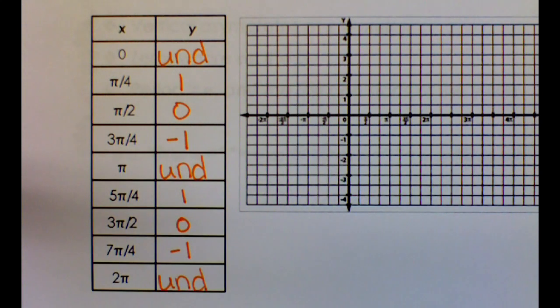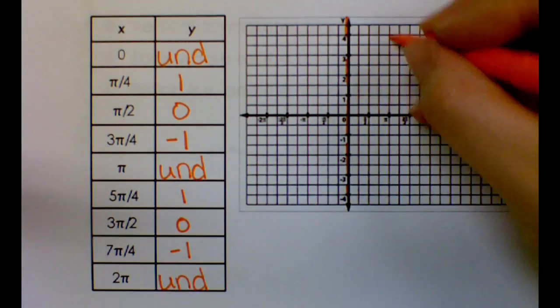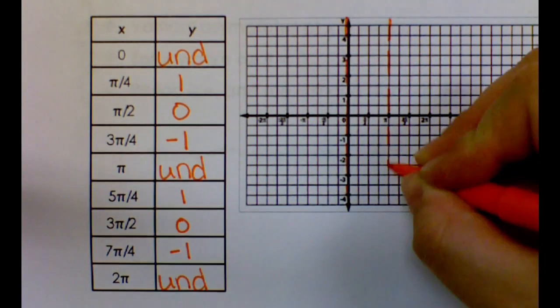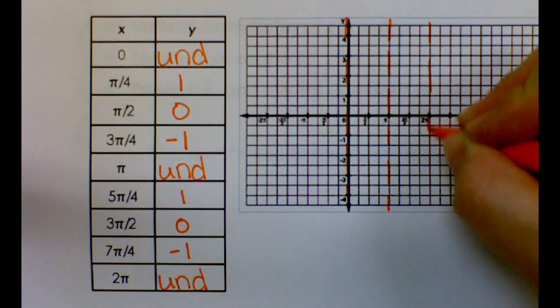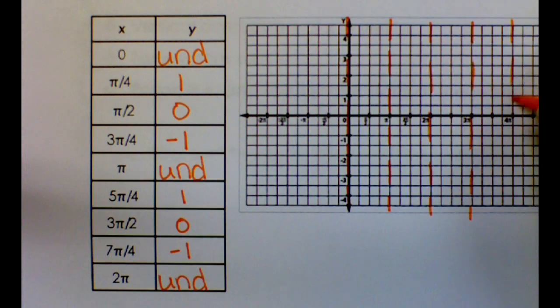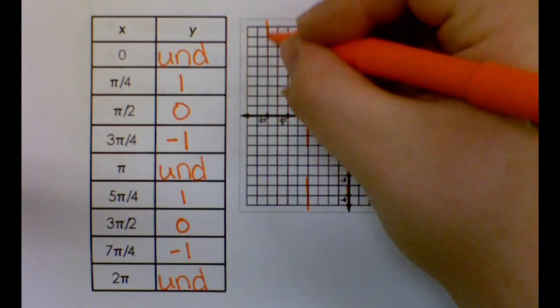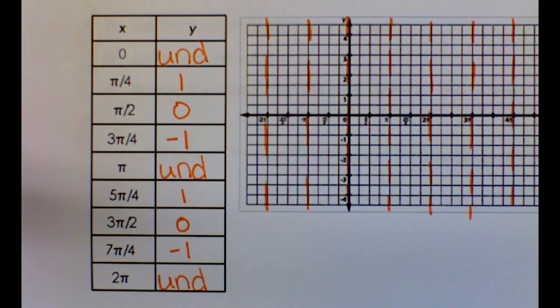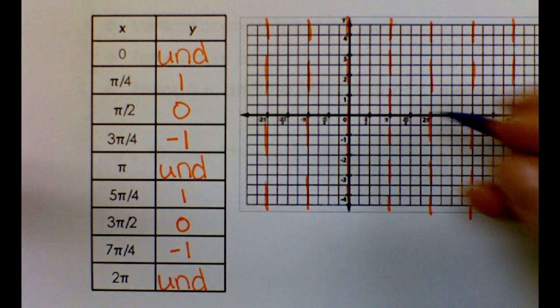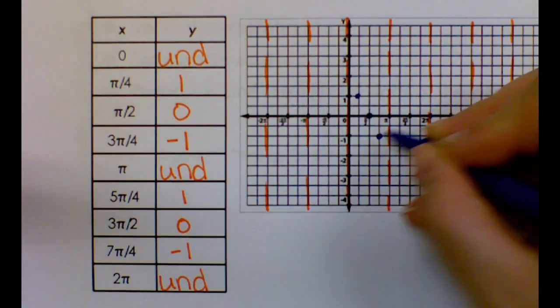Remember that undefined means an asymptote. So on the y-axis, we have an asymptote. At pi, we have an asymptote. At 2 pi, we have an asymptote. 3 pi, 4 pi, 5 pi, negative 1 pi, negative 2 pi, every whole number pi. Then we plot our couple points. So pi over 4, 1. Pi over 2, 0, 3 pi over 4, negative 1.